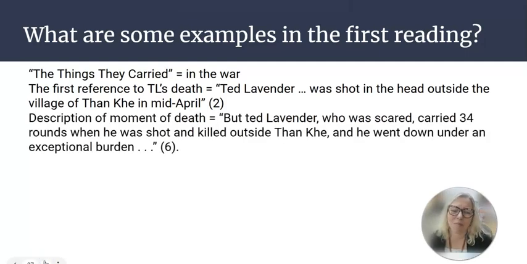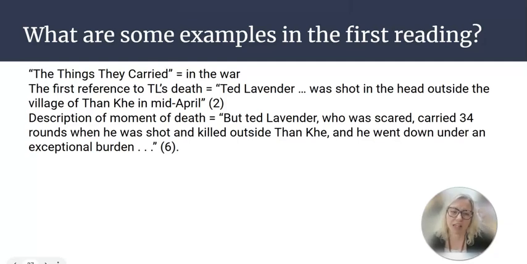However, we don't come back to any more of that story for 4 more pages. We hear the listing of the different things that the GIs are carrying, and we get inside the head of Lieutenant Jimmy Cross and hear about his thoughts about Martha, but we don't hear more information on how this death took place until page 6. And then what's interesting is that on page 6 we hear about how he was killed, the description of the moment of his death.